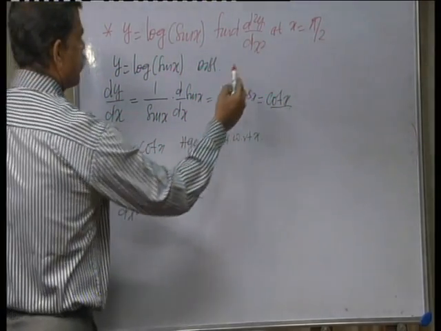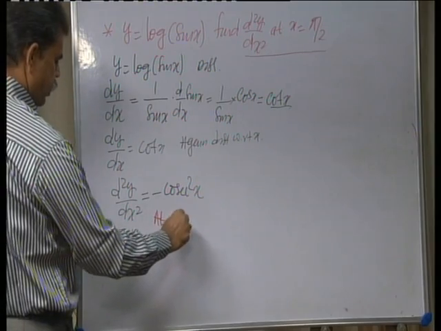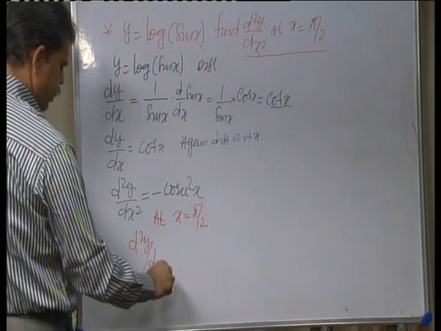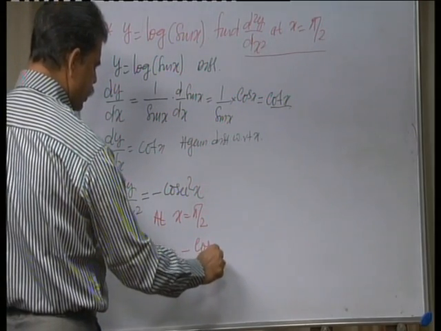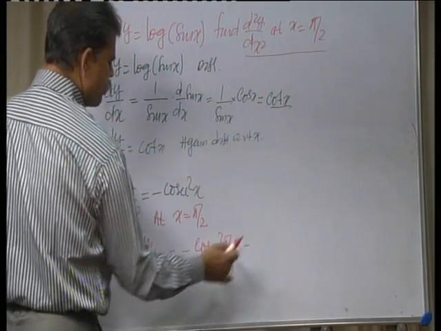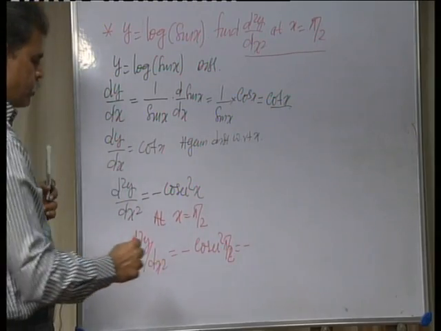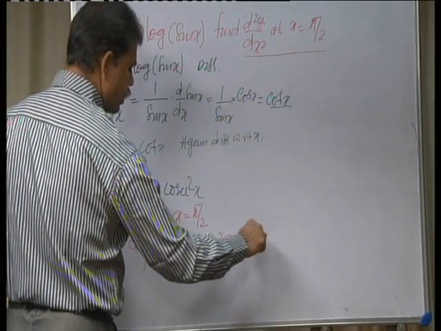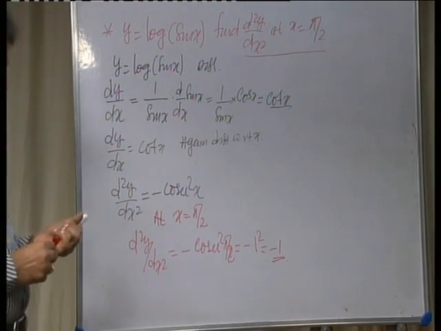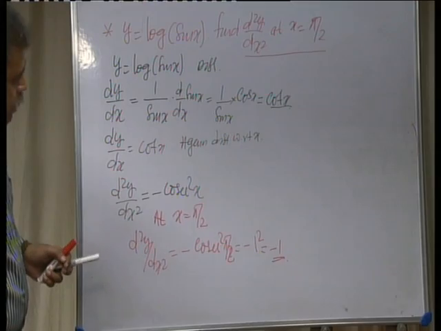But what is our question? We have to find d square y by dx square at x is equal to pi by 2. We have d square y by dx square is equal to minus cosecant square of pi by 2. Sin 90 is 1, cosecant 90 is also 1, hence it is 1 square. Do not take it as whole square, it is minus 1 only. d square y by dx square is equal to minus 1, that is the answer. Next question.